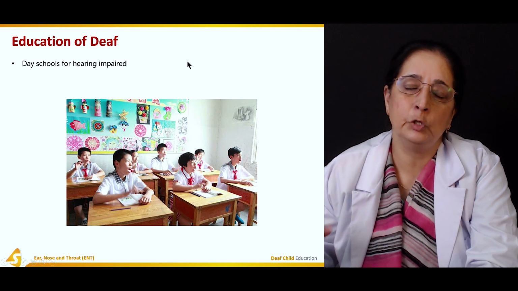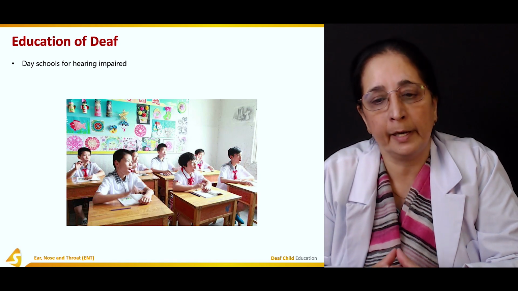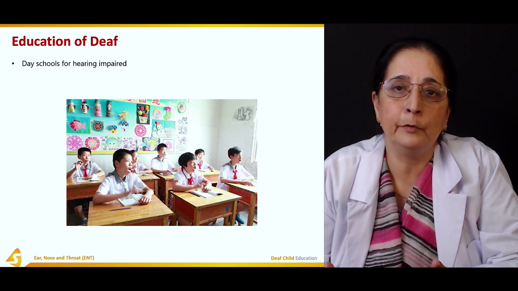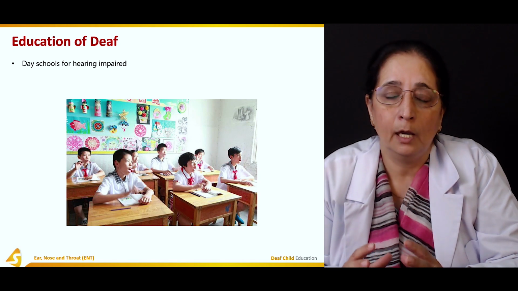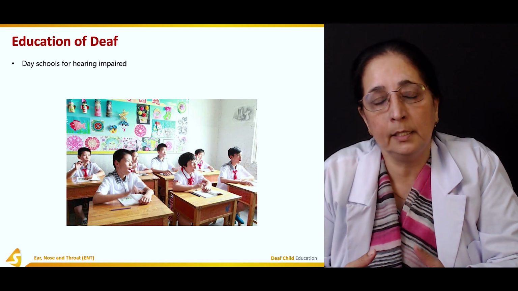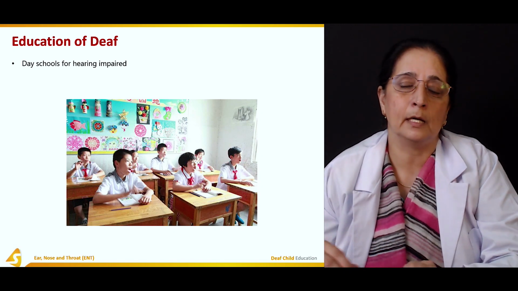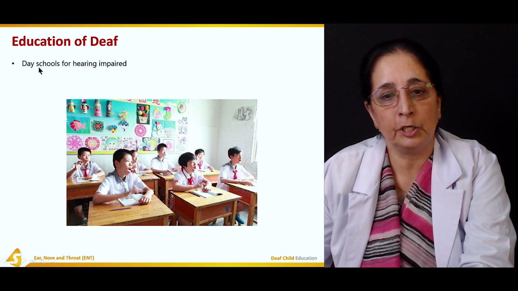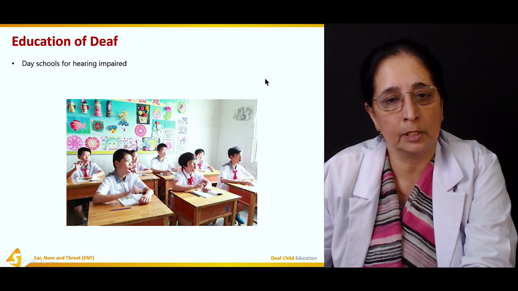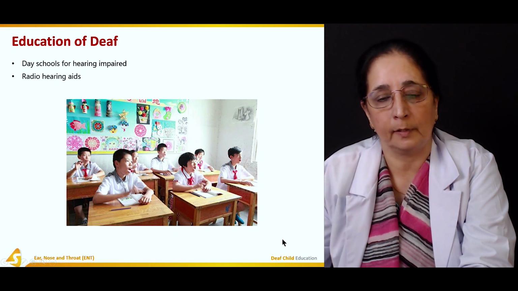For the education of the deaf, we should have specialized schools for deaf children, day schools for hearing impaired children, in which they learn all these different sensory modalities: sign language, spelling, the finger method, and then all the oral methods and tactile methods. All these methods are taught to these hard of hearing children in these special schools. Then we have radio hearing aids also used for these children.